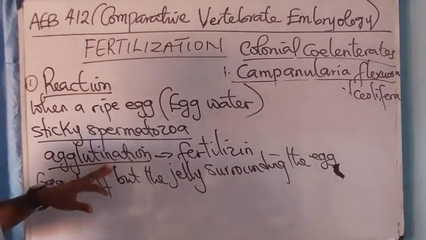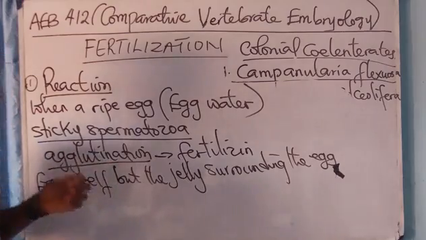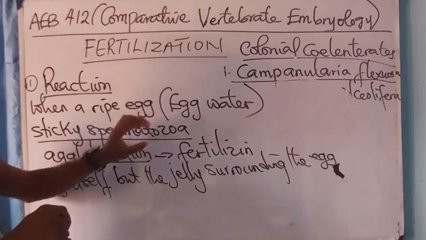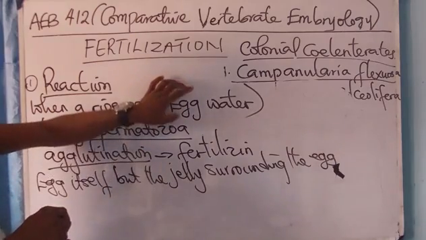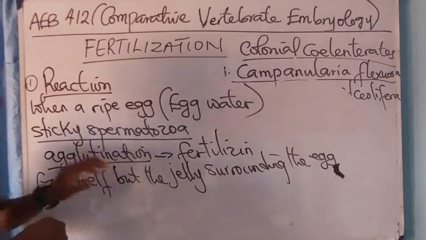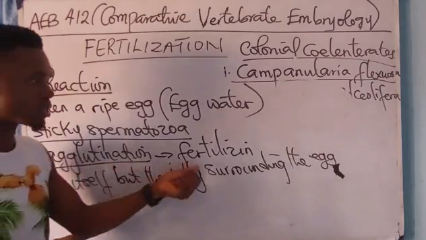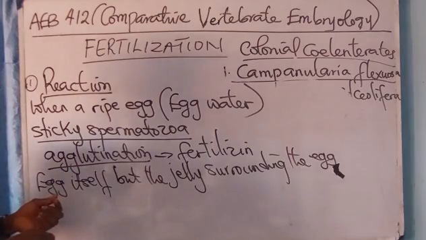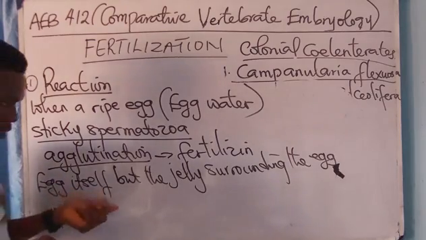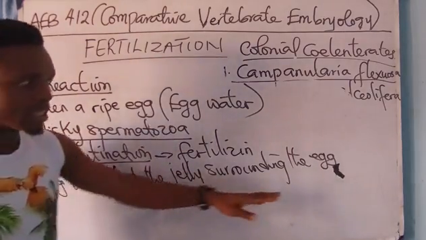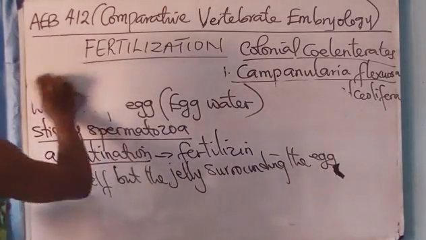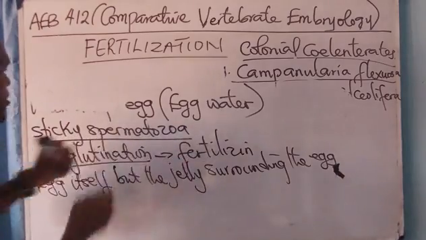Now, I said agglutination is that adhesion that this sticky spermatozoa exhibits with the surface of the egg. Then I said that is made possible by a chemical called what? Fertilizin. Fertilizin has its source not from the egg itself, but the jelly surrounding the egg surface. Please take note of that. We are not done describing the fertilizin.